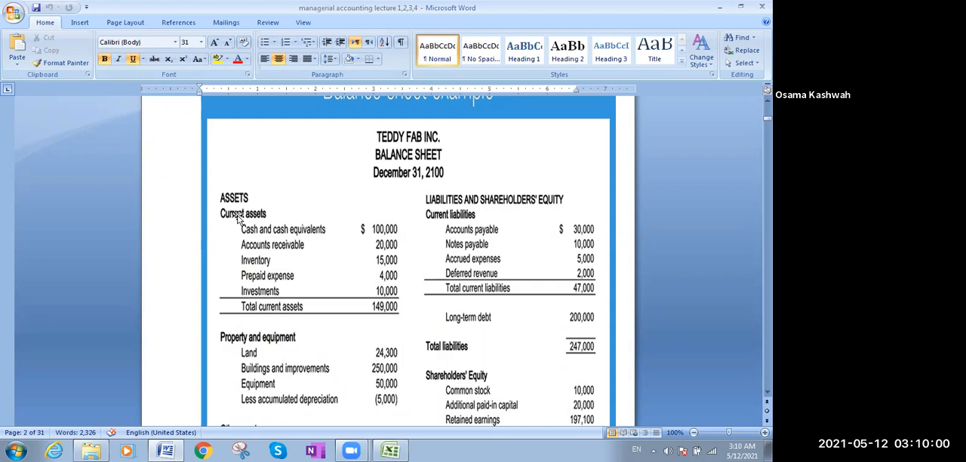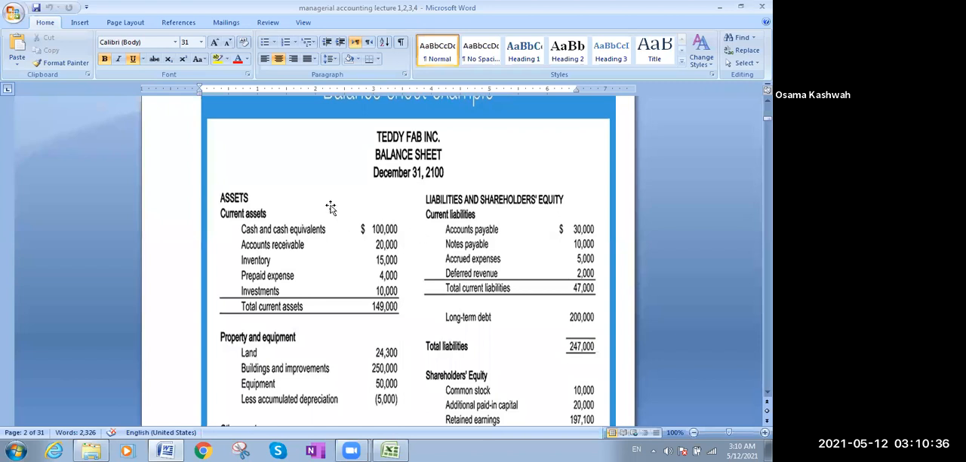The assets are always debits. So let's see what the assets consist of. Usually, if you start with the current assets, then there will be the current liabilities. So we have the current assets here: cash, accounts receivable, inventory, prepaid expenses, and investment. All this together makes the total current assets. As an example, 100,000 plus 20,000 plus 15,000 plus 4,000 plus 10,000 makes 149,000. This is the current assets.